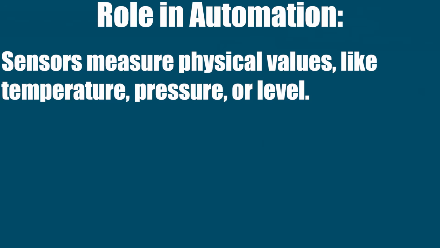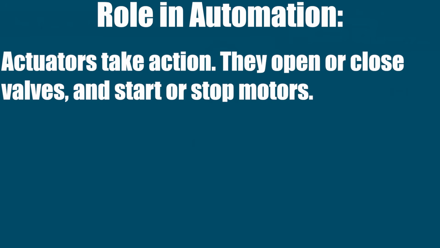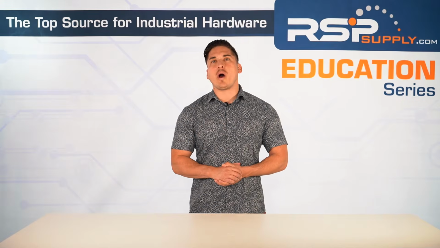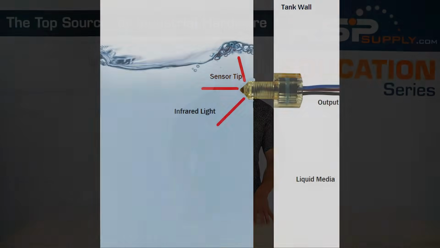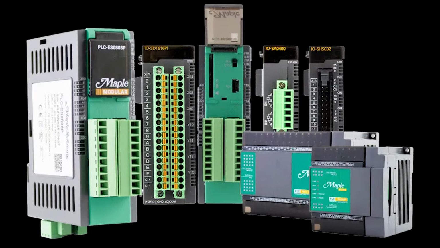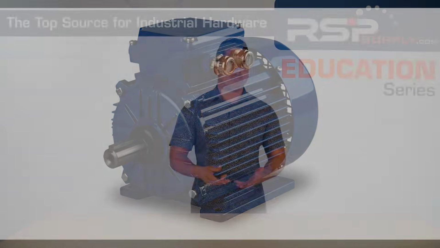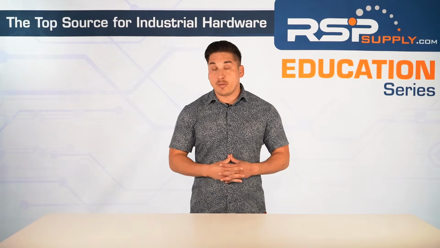Sensors measure physical values like temperature, pressure, or level. The control system, your PLC or DCS, processes that data and makes a decision. Then actuators take action. They open or close valves, start or stop motors, you name it. For an example, let's say you're at a water treatment plant. A level sensor measures the water level in a tank. A PLC decides when to turn on a pump. A motor, that's your actuator, starts pumping water. Just like that, the process keeps flowing.